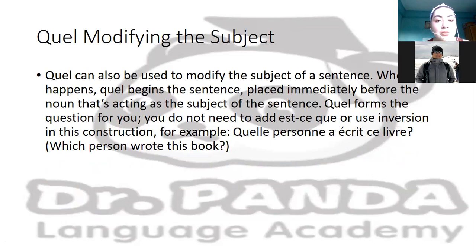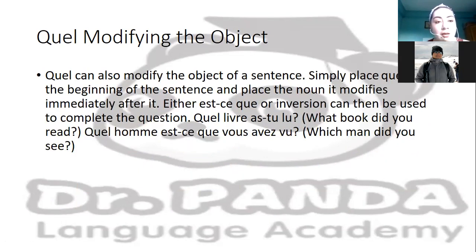And then quel modifying the subject. Quel can also be used to modify the subject of the sentence. When this happens, quel begins the sentence, placed immediately before the noun that's acting as the subject of the sentence. Quel forms the question for you. You do not need to add est-ce que or use inversion in this construction. For example, which person wrote this book? You say quelle personne a écrit ce livre? Very good.